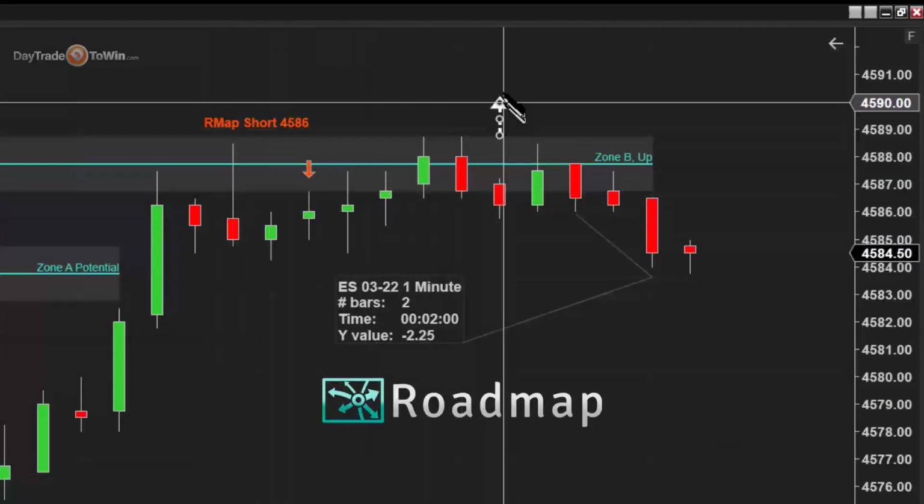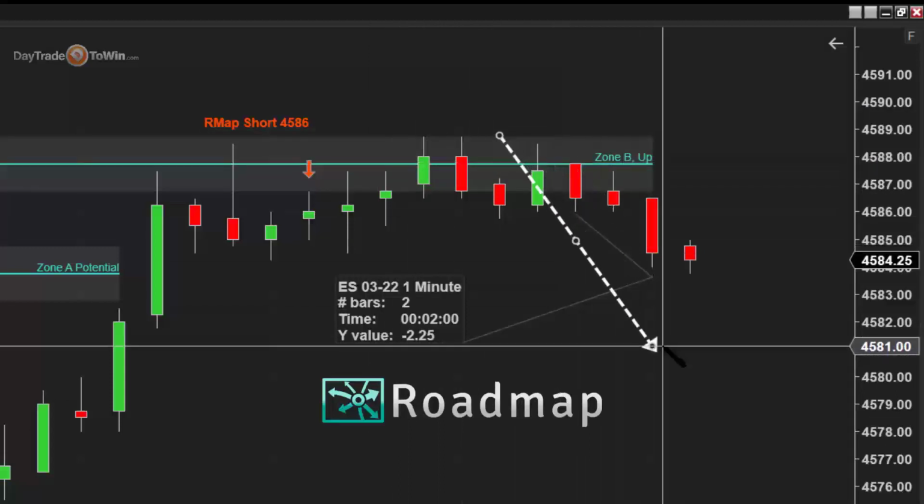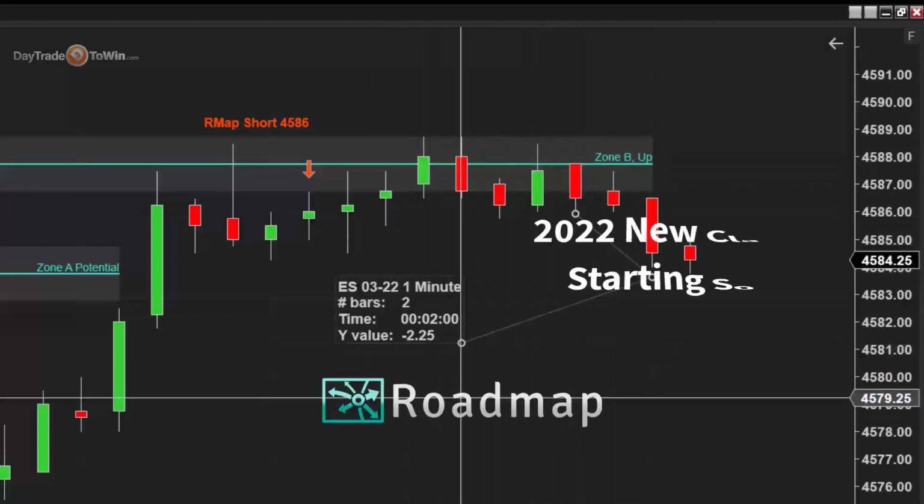We're looking for it to not break it and continue to the next zone. We're looking for it to stop and then reverse, and that was my opportunity. Okay, I'll take the next trade.